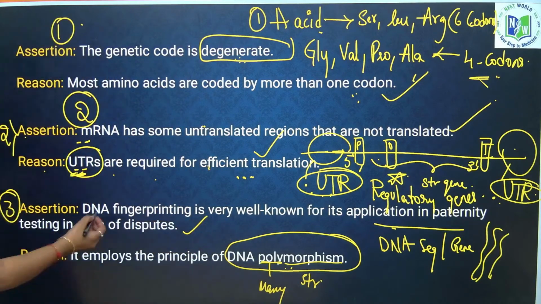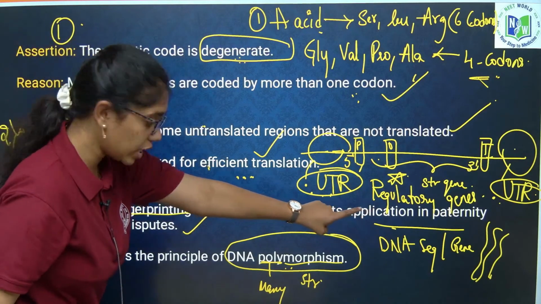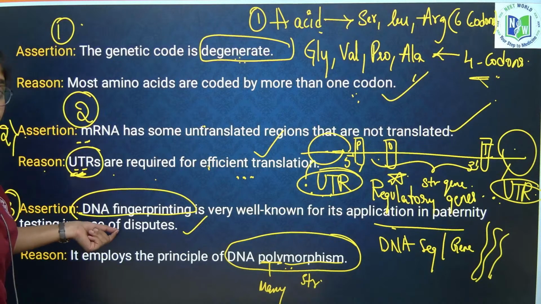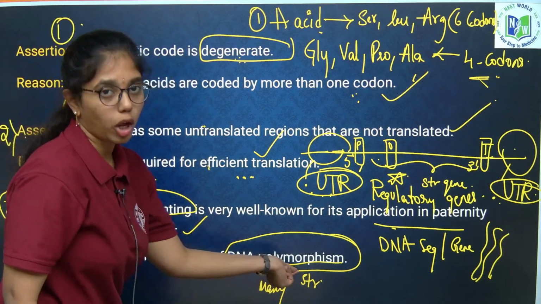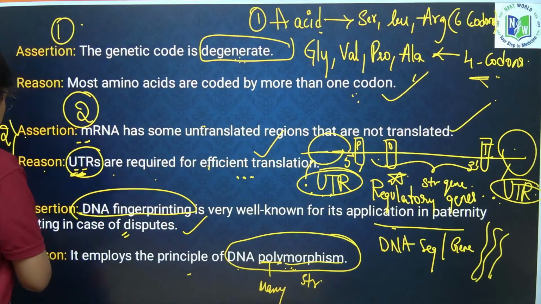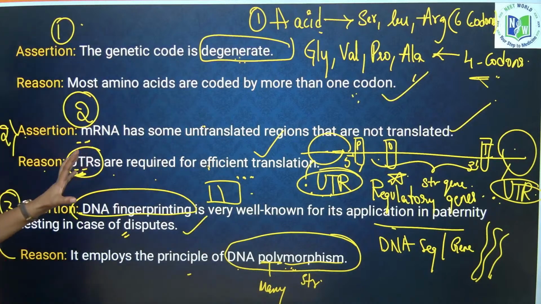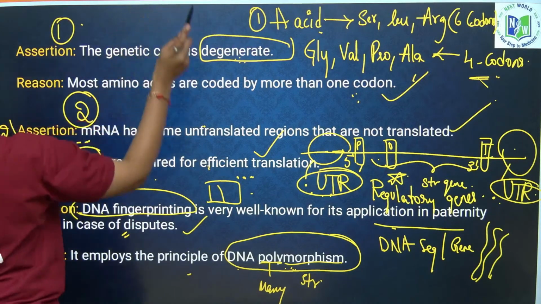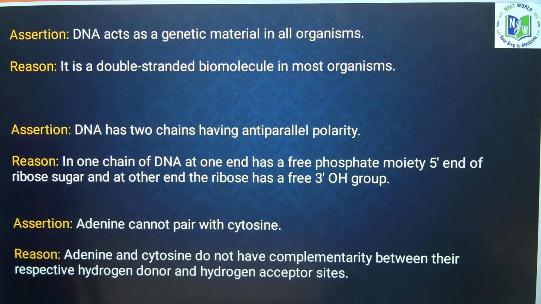Yes, true. DNA fingerprinting's major application is to solve paternity issues, and it is employed because it follows the principle of DNA polymorphism. Here the reason is explaining the assertion, so we have to go with option 1. Clear with these three statements? See, parallelly we are covering the concepts too. Stay focused for another 15 minutes.